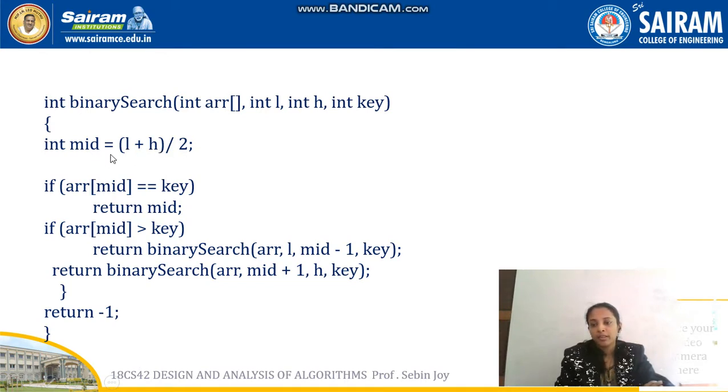Now, after finding the mid value, we will compare it with the key element. If it is equal, what do you have to do? You have to return the position of that element, so we will be returning mid. Otherwise, we will check if it is greater than the key. If it is greater than the key, the same procedure you have to continue. So it's a recursive call. You have to search from the first half, if the mid element is greater than the key element.